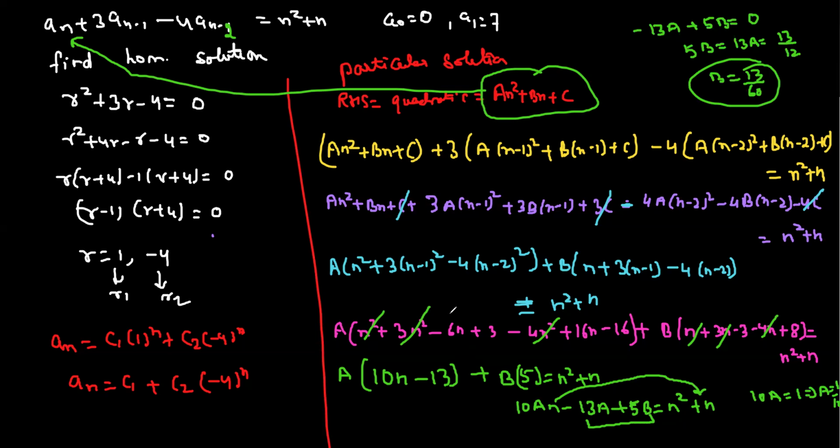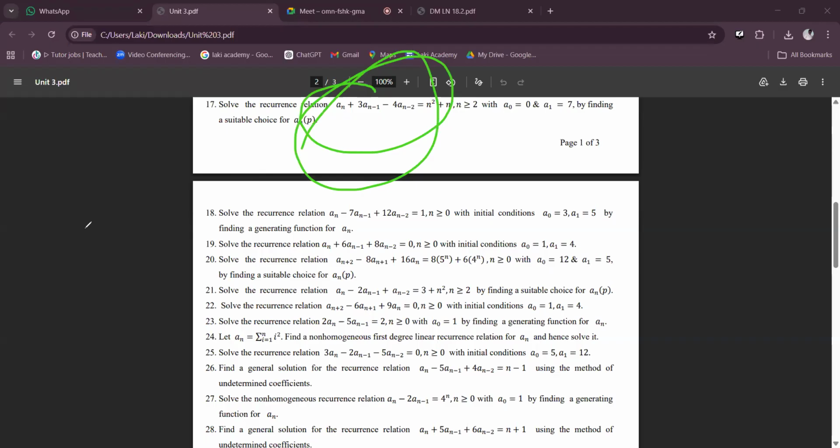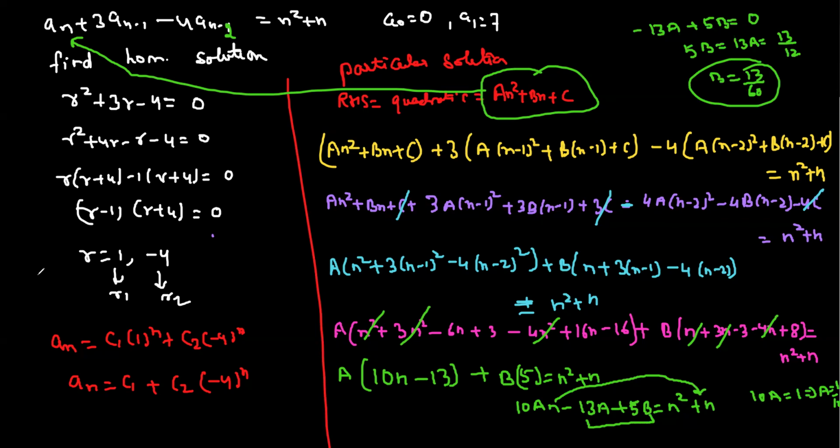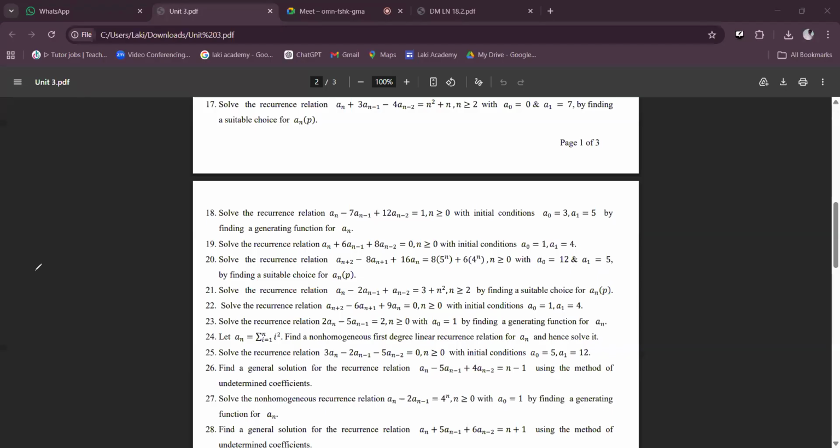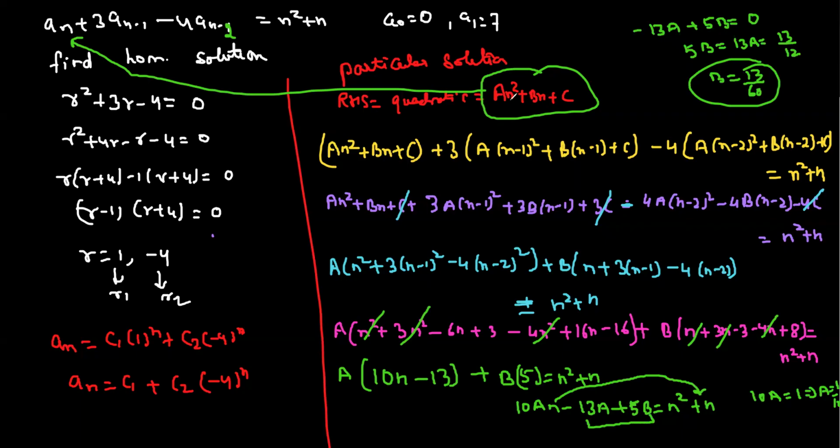N square plus N. Yes, correct. No left square. Hmm. I think somewhere here I got mistake. We have to solve very carefully.